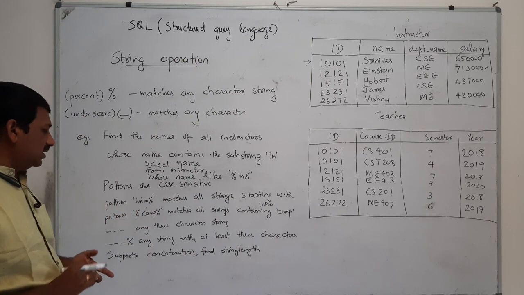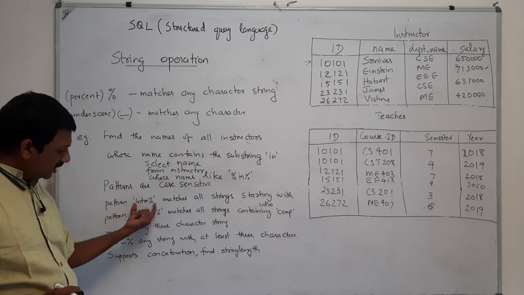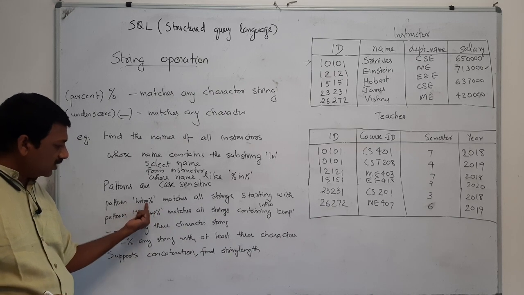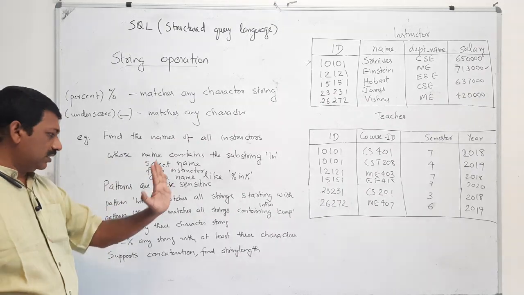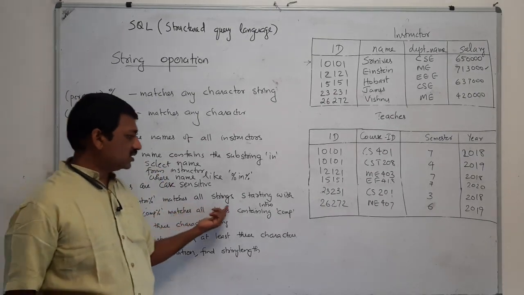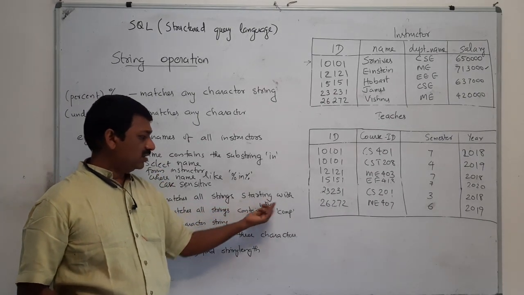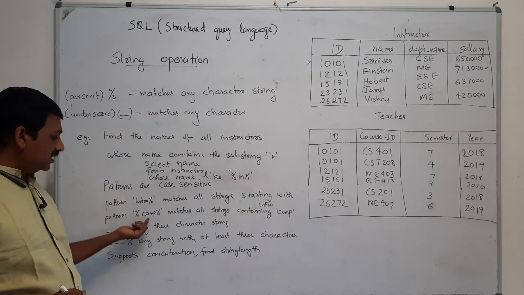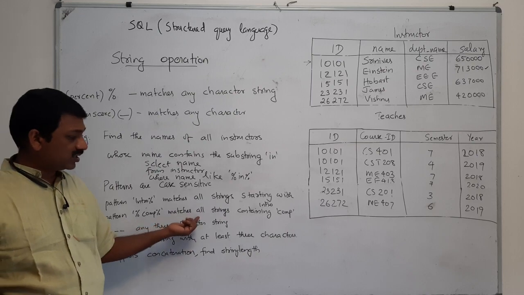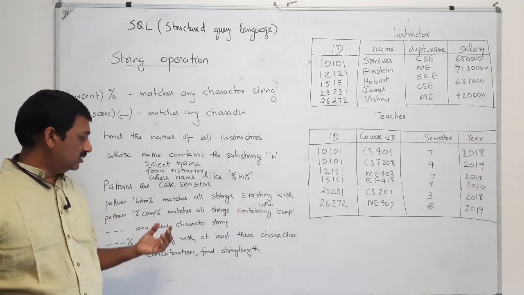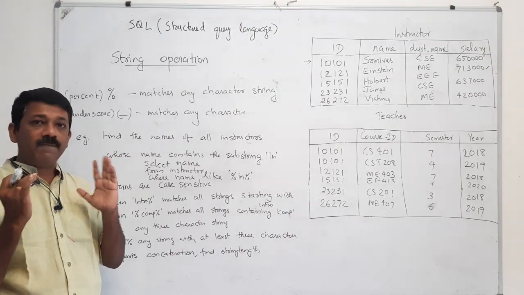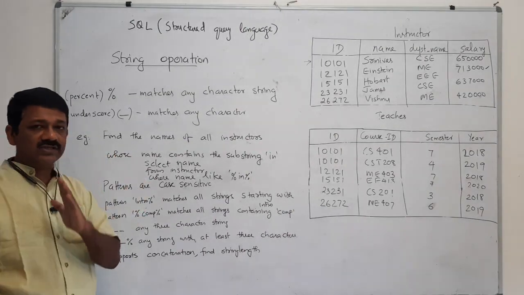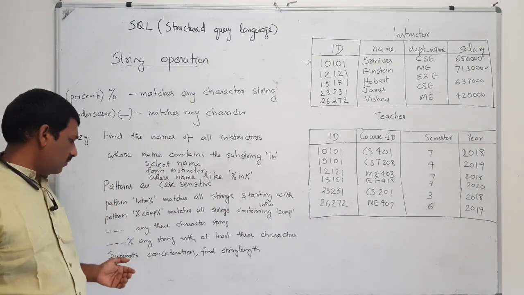Pattern intro percentage means it is starting with intro, and after this intro a substring, a string. That means it matches all strings starting with intro. That is the definition. Percentage come percentage means matches all strings containing come. That means it covers a substring of that string, whether it is in the beginning, at the end, or in between.